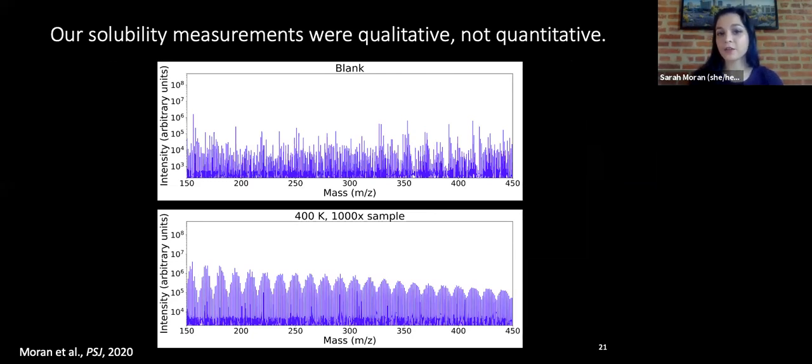And so that top plot you're looking at is just a control solvent. There's no actual sample in there. And so you can see it's kind of a mess. Whereas the bottom had a really nicely soluble sample. And so you can see it has a lot of structure.